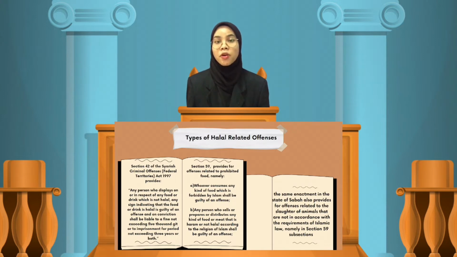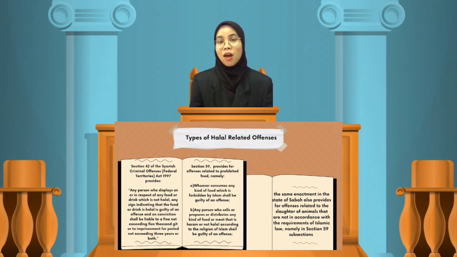Most of the states provide for only one offence related to halal, which is the act of a Muslim who abuses the halal mark, that is, displaying the halal mark on food or beverages that are not halal or haram in business premises. For example, section 42 of the Sharia Criminal Offences (Federal Territory) Act 1997 provides that any person who displays on or in respect of any food or drink which is not halal any sign indicating that the food or drink is halal is guilty of an offence and on conviction shall be liable to a fine not exceeding 5,000 ringgit or to imprisonment for a period not exceeding 3 years or both.